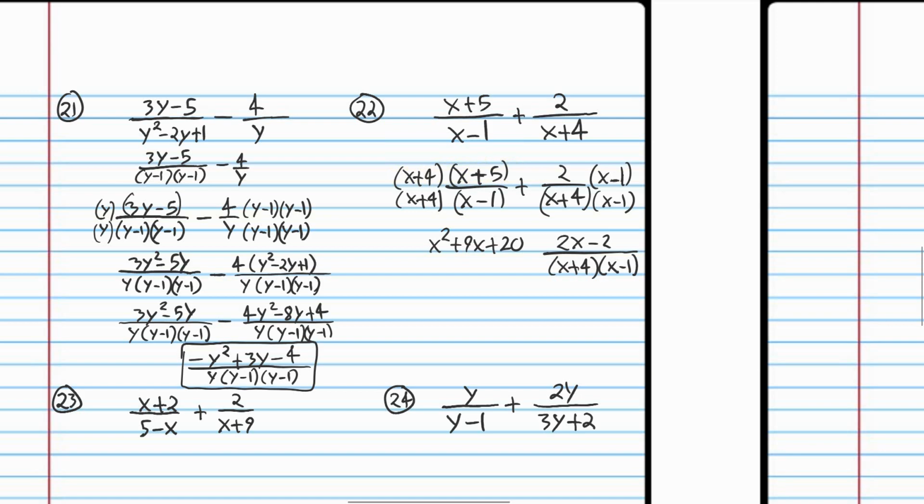So FOIL. First terms would be x squared, outside terms 5x, inside terms 4x. Add them up and you get 9x, and then 5 times 4 is 20. So I combined the inner terms in my head. The outside is 5x, the inside is 4x, right? And then you add those up and you get 9x. So please don't be confused by that. I did that in my head.